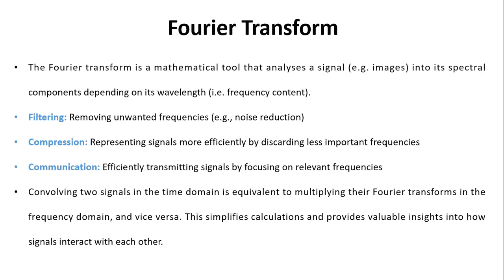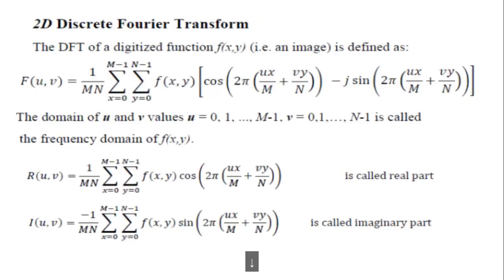It is used for a variety of applications, for example filtering, removing the unwanted frequency, so we can design low pass filter, high pass filter or band pass filter. Compression, representing the signal more efficiently by discarding the less important frequencies. Communication, efficiently transmitting the signals by focusing on relevant frequencies. Convolving two signals in the time domain is equivalent to multiplying their Fourier transform in the frequency domain and vice versa. This simplifies the calculation and provides a valuable insight into how signals interact with each other. So these are the ways in which we are using the Fourier transform in image processing.